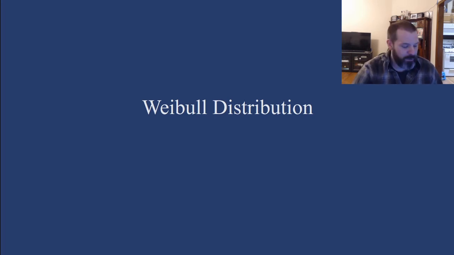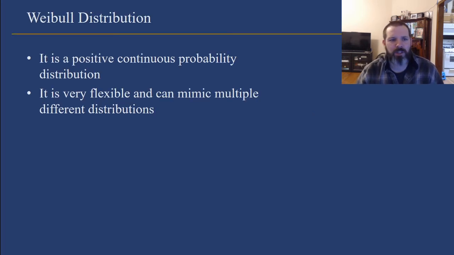The Weibull distribution. The Weibull distribution is a positive continuous probability distribution, and it's very flexible and can mimic multiple different distributions. It can be shaped like an exponential distribution. It can also take the form of close to a normal distribution. So it's kind of a chameleon that can mesh between two different things.